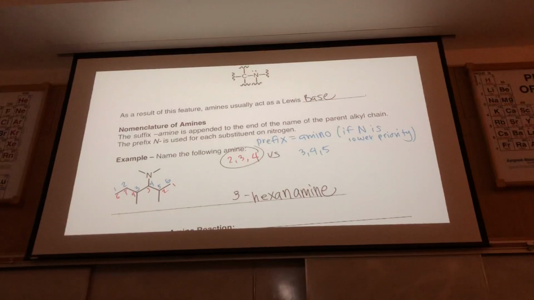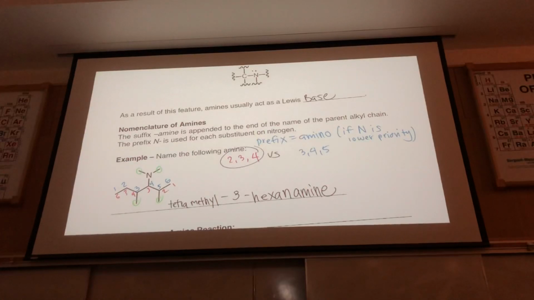Now I need to talk about all those methyls. How many methyls are there? 1, 2, 3, 4, right? 4 methyls. So I need to use tetra to describe that I have 4 methyls. So tetramethyl. I'm going to run out of space here. That's the hard part about working backwards, although it's always my preferred way. I often run out of space. There we go. Tetramethyl.